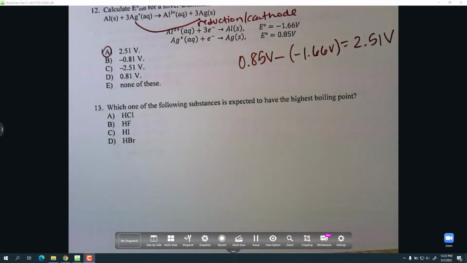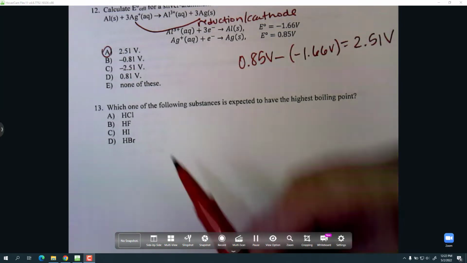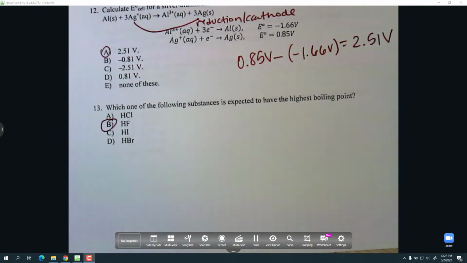Which of the following substances is expected to have the highest boiling point? Remember, highest boiling point is based on intermolecular forces. I know these are all polar molecules, but only one of them does hydrogen bonding, and so that would be the one with the highest boiling point.